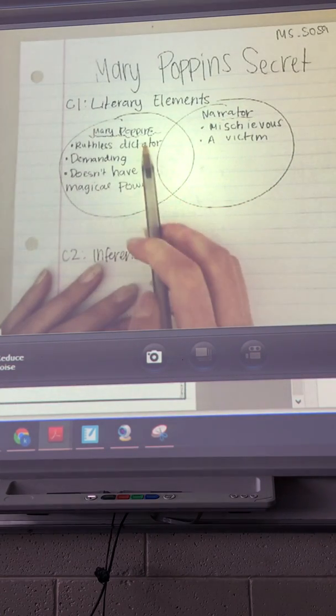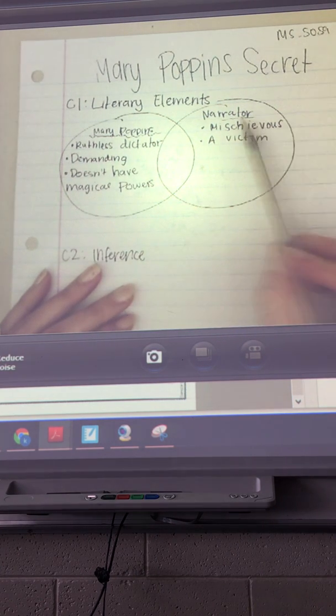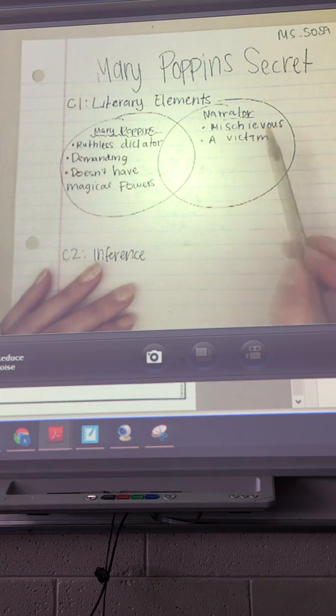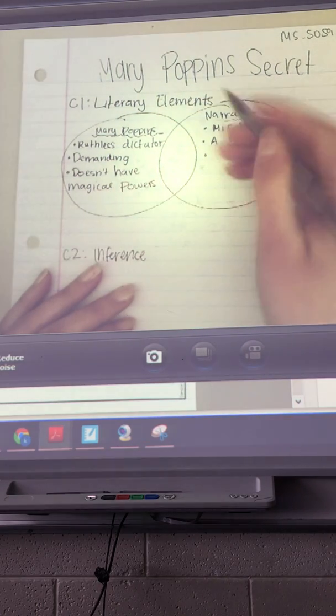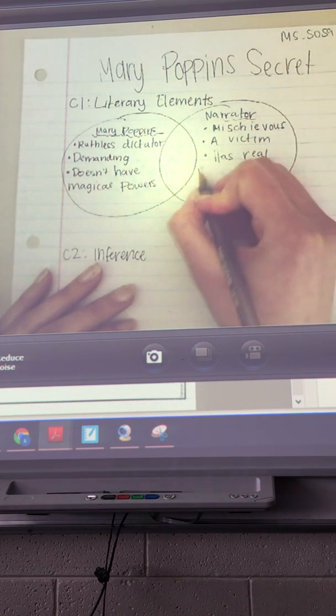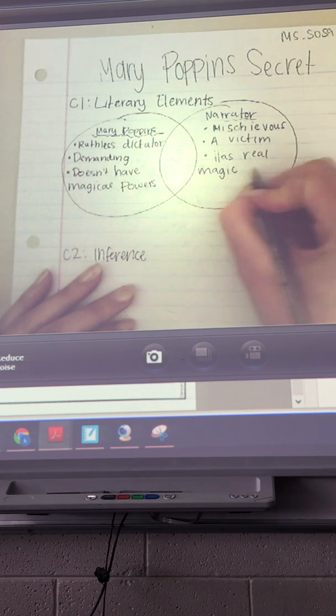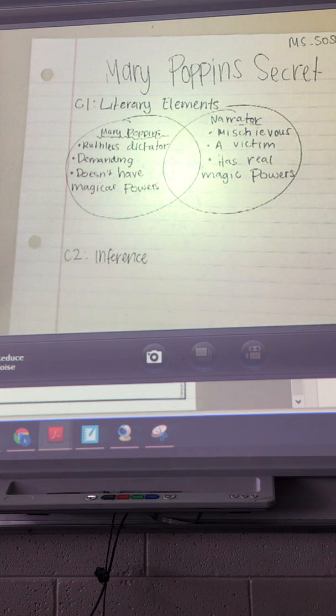Poppins. We have ruthless dictator, demanding, doesn't have magical powers. So far under narrator, we have that they're mischievous, they're a victim, and to contrast that, she does have real magic powers, right? So has real magic powers.